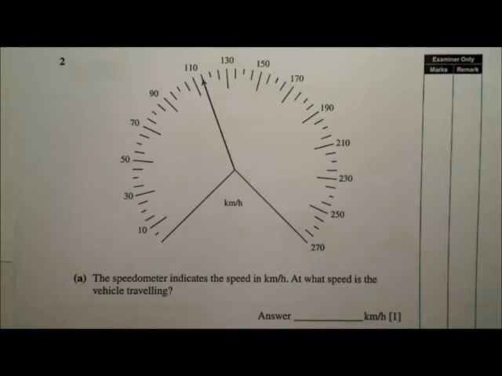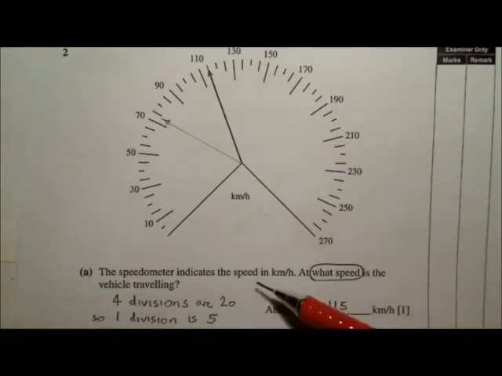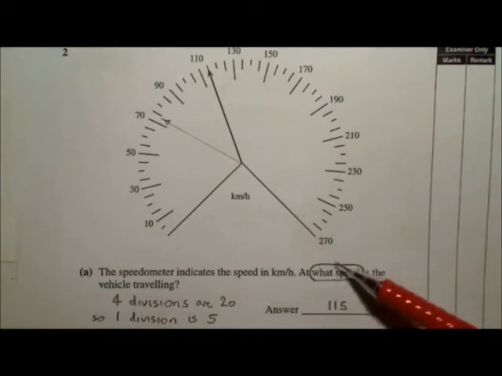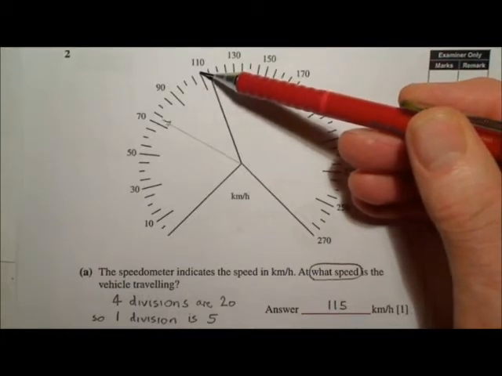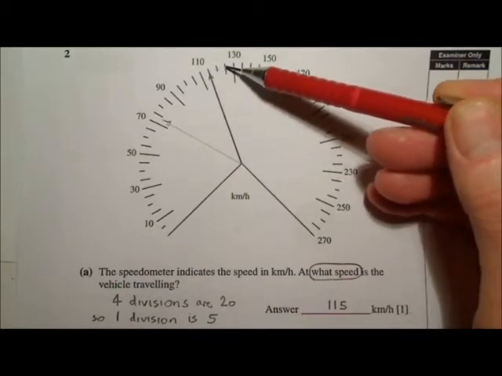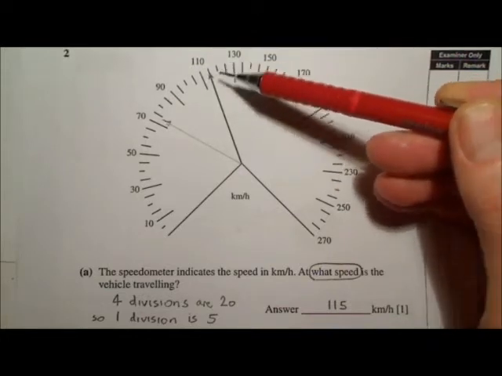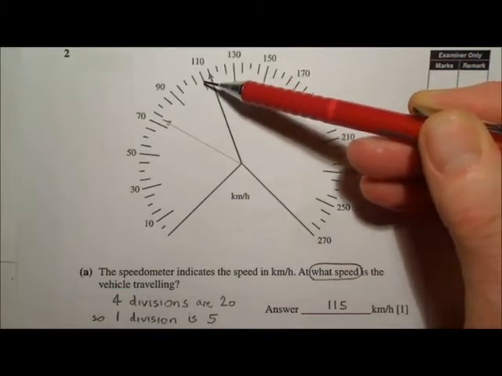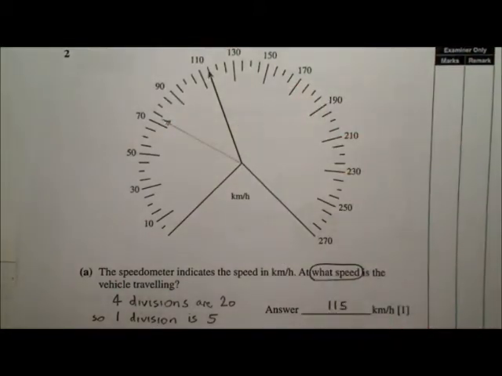Okay, so have a look at question 2 and we'll go through the answer in a few seconds. Okay, so you can see here question 2, the speedometer indicates a speed. I've just circled, we want to know what the speed is the vehicle traveling. So if we look up here, hopefully you can see that this division is 110, this one here is 130, and in between there are 4 little divisions. So from 110 to 130 is 20, that's divided into 4, so each of the little divisions is going to be equal to 5. So in other words, this pointer reads 115. So the answer is 115.